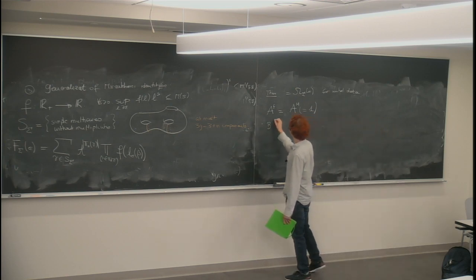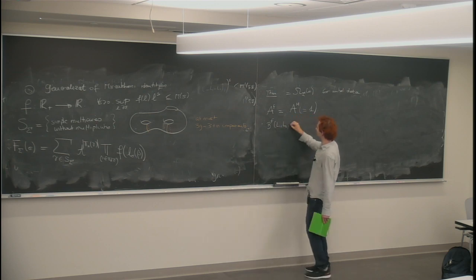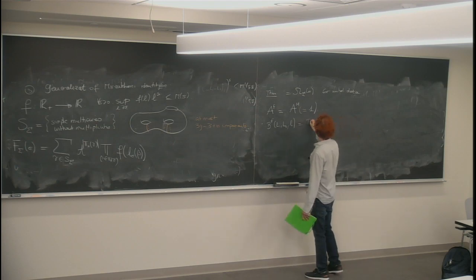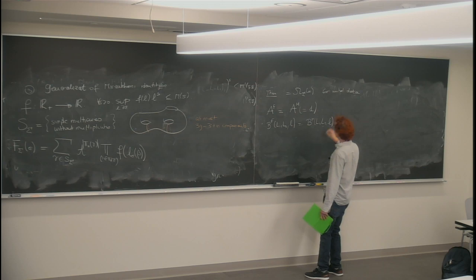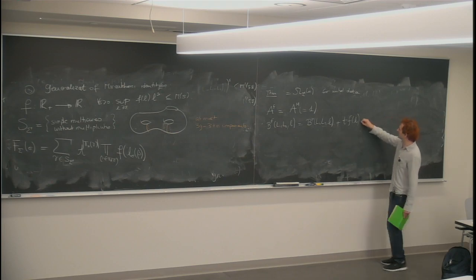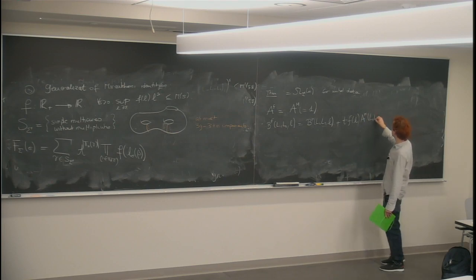For B, it's a function of two lengths of boundary and the length of a curve I'm going to glue on. So this is going to be the B of Mirzakhani plus T times F of L. And here it's a 1, but I can write this one as AM of L1, L2, L.